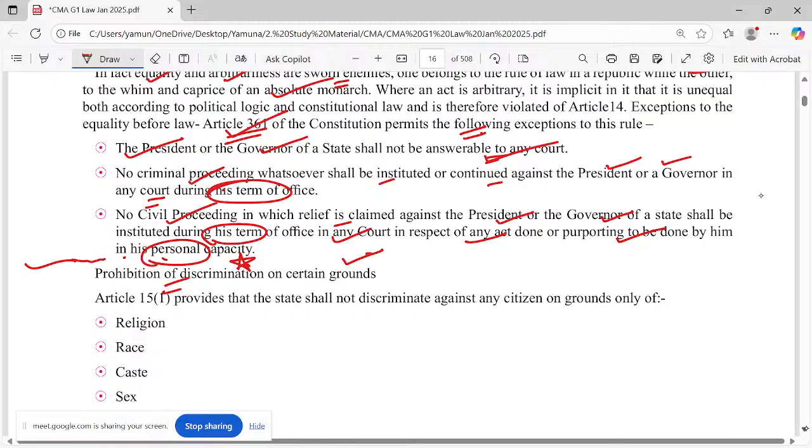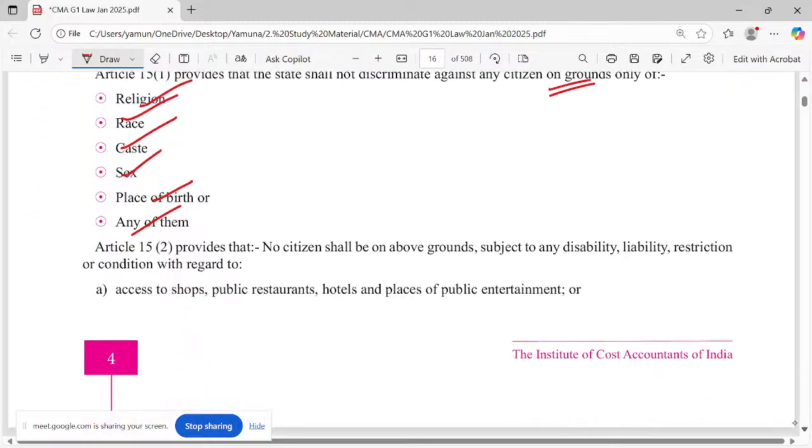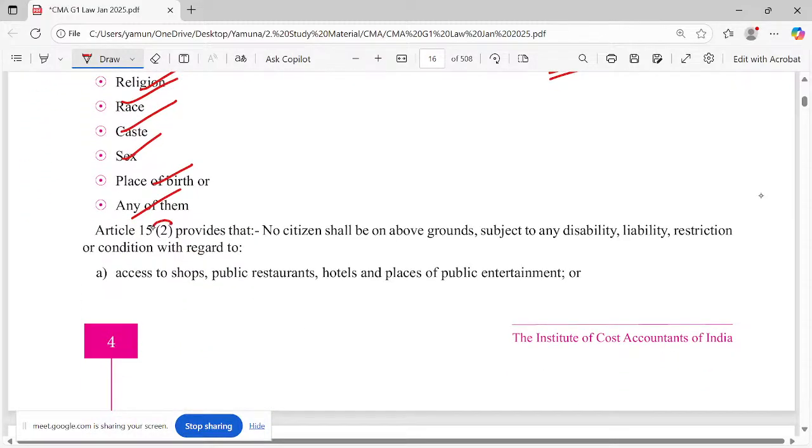See, you belong to this religion, I belong to this religion. You cannot come to my house. You cannot say that. See, personal but law says based on religion, based on race, based on caste, based on sex, based on place of birth, on any of them, you cannot discriminate on any grounds. Okay. 15. Article Subarticle 2 says no citizen shall be subject to any disability or liability or restriction.